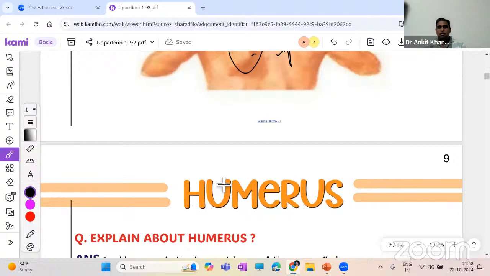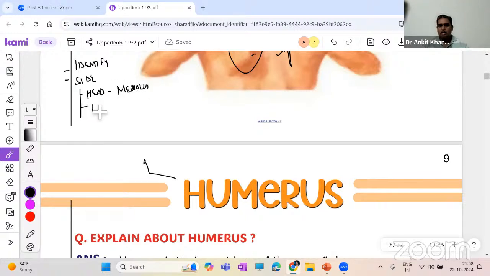Where will you find the fossa? Posteriorly. So now before showing you even one line of notes, I gave you so many points. So in humerus, do remember a few points. You will identify the bone, which I am sure you will. Side determination is very, very important. For side determination, look at the head of the humerus. Head should be facing medially.